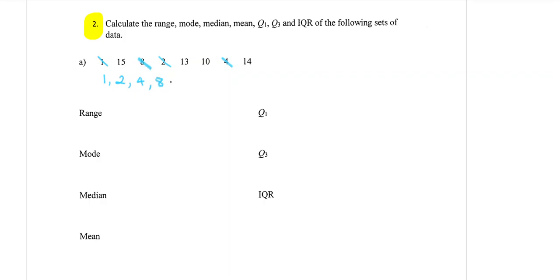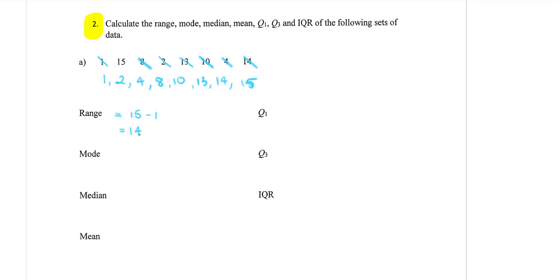8, 10, 13, 14, and 15. Okay, now that they're in order. Range. Can anyone remember the definition of range? Yes. No, it's not, but you've kind of got some of the right words in there, but not quite right. Tully. Yes, highest minus lowest. So the highest number is 15 minus the lowest number, which is 1. So the range is 14.